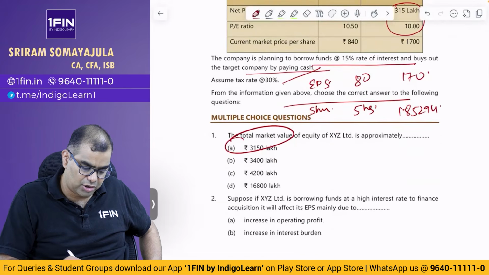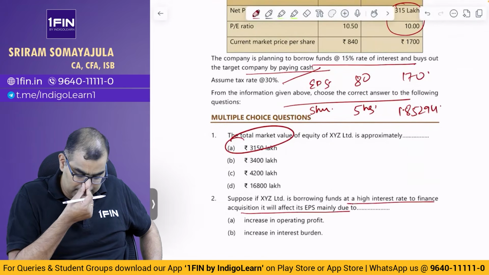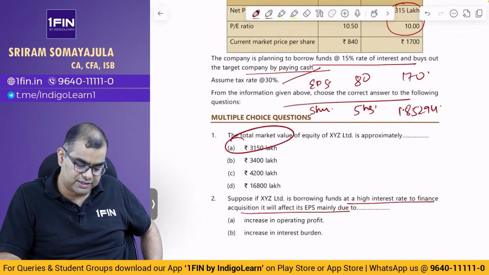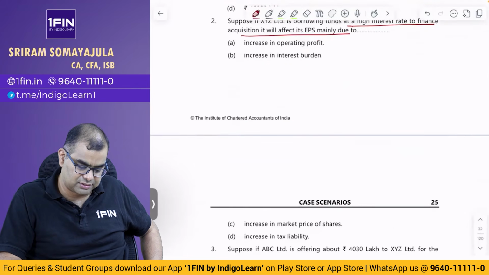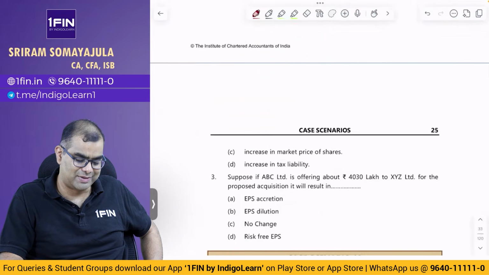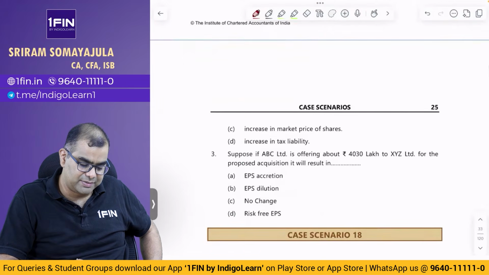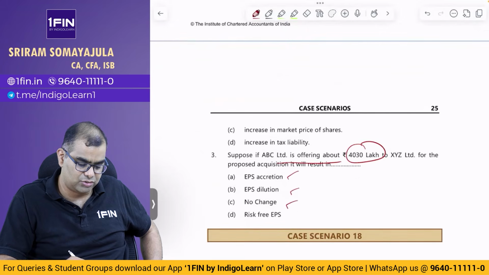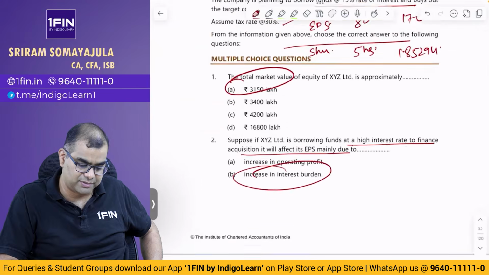If XYZ is borrowing funds at a high interest rate to finance the acquisition, it will affect EPS mainly due to what? Very, very high interest, it will affect due to increase in interest burden. B, it is not about the increase in market price or tax liability. If ABC is offering about 4030 lakh to XYZ for the proposed acquisition, it will result in what? EPS accretion, dilution, no change, or risk-free EPS. What is this whole risk-free EPS nonsense?